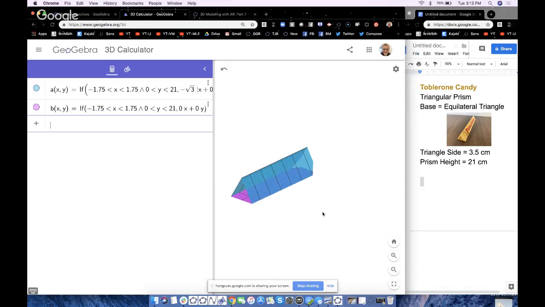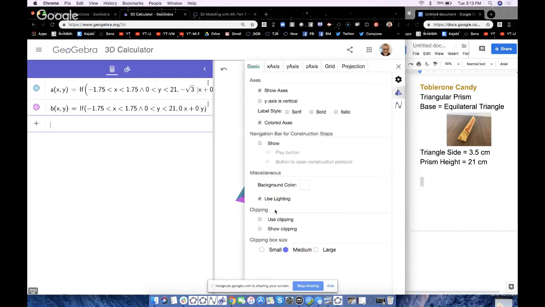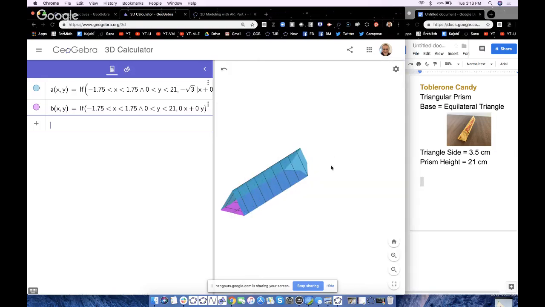All right. One little 3D trick here. If you right click in the space and go to settings, if you make the clipping box size large, it actually shows more of it, like you have a wider viewing window, if you will. I'm not sure why it chops pieces of it off, but we did type it in correctly. And I can move it over by hitting shift and going up and down. But that's it.